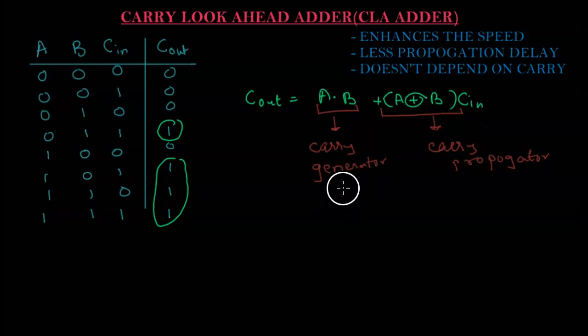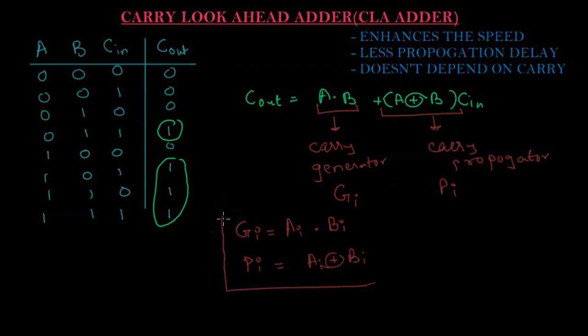So carry generator is called G, I for just general term, and carry propagator is called P I. If you want to generalize, let's say I stands for any number of blocks that we are calculating. So G I will be A I ANDed with B I. And for P I, that is the carry propagator, we have A I XORed with B I. So the carry propagator and the carry generator are the two equations that are very important for the role of our CLA.